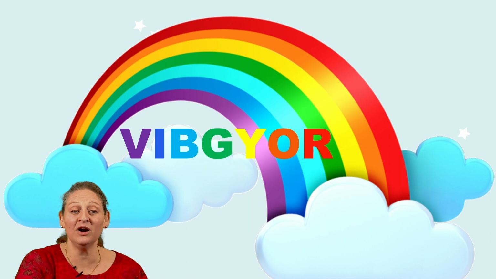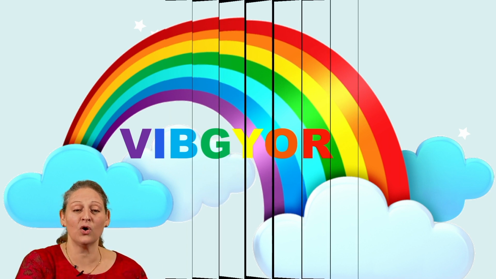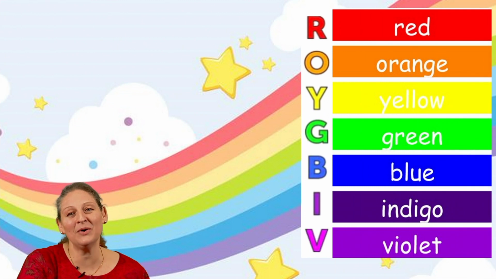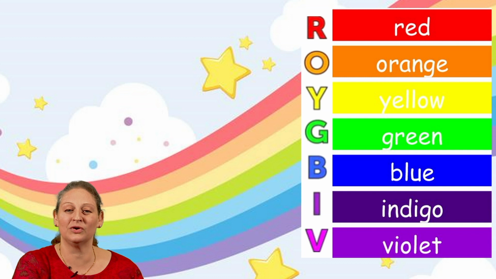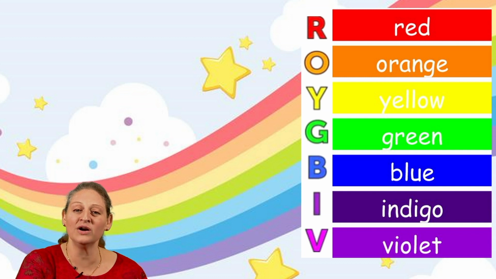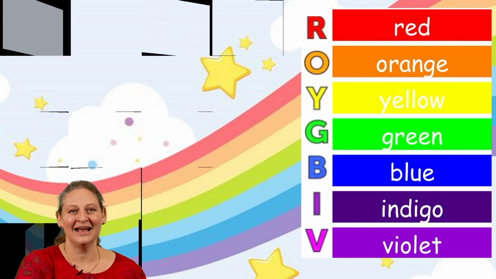It's a fun word. What does Vibgor mean? Yes, it's the short term for the rainbow colors. Violet, indigo, blue, green, yellow, orange, red. Remember that. What is the short form? Vibgor. You're so smart. You're doing great.